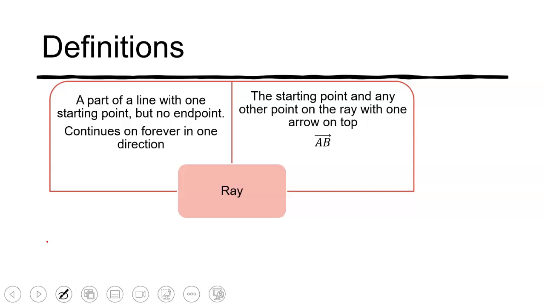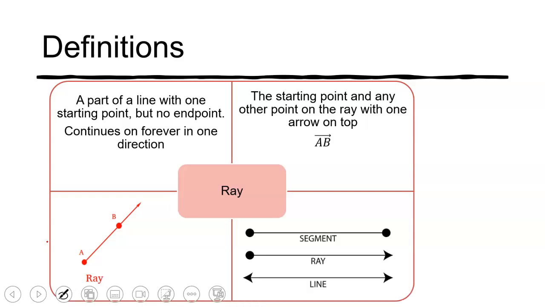We want to have a symbol with one arrow on top, and the arrow is going to point in the direction that the ray continues on. So we list the starting point and then the other point. This is ray AB. Notice that A is the starting point, and so if we name that, we would put the A first. Again, those are the differences between a segment, a ray, and a line.